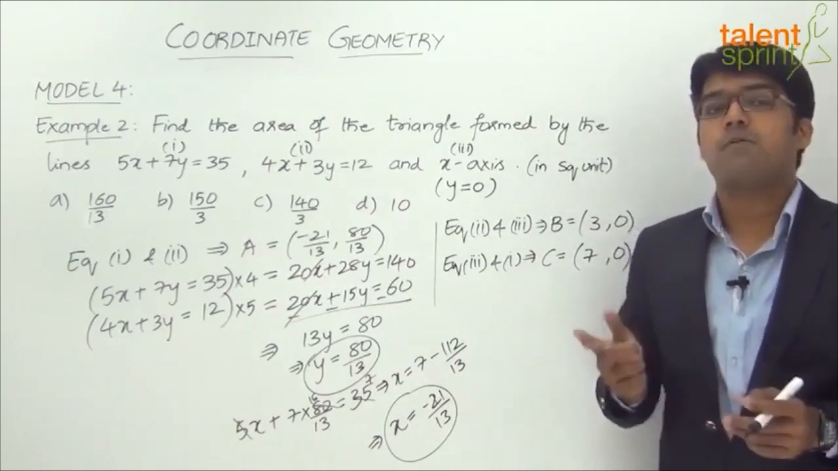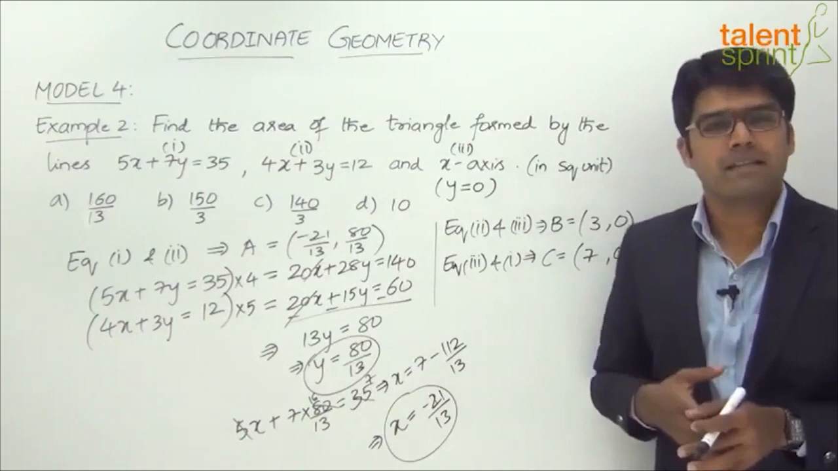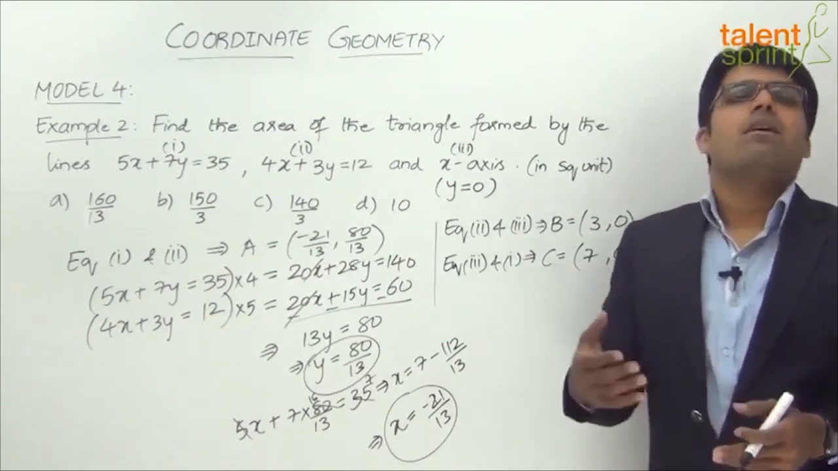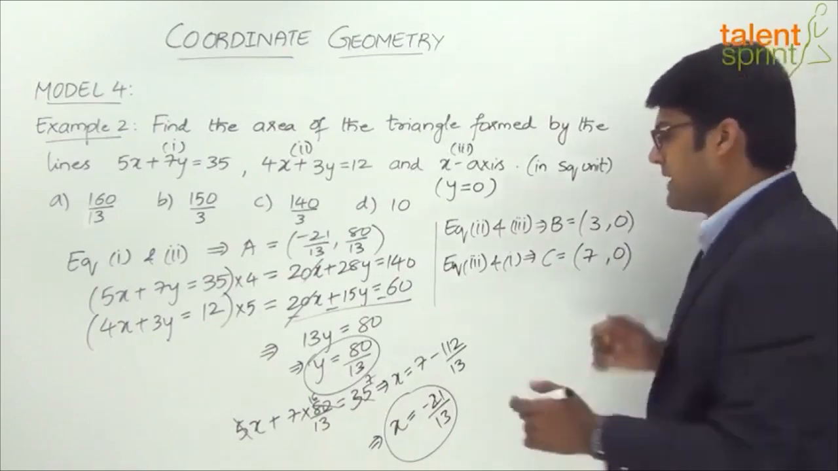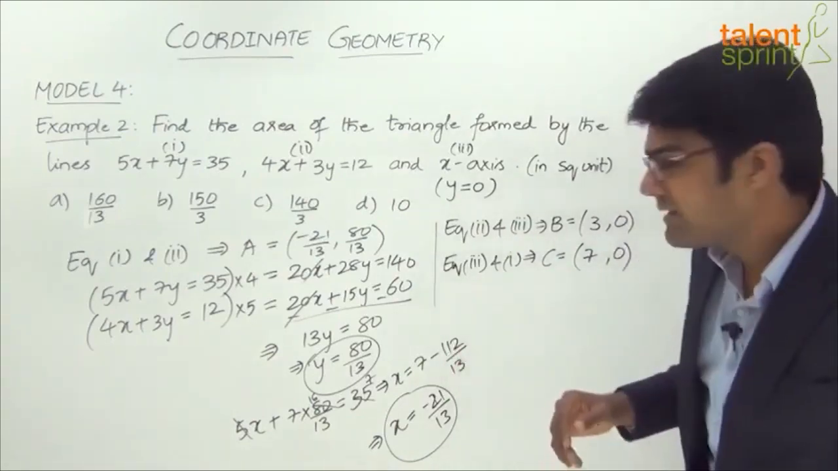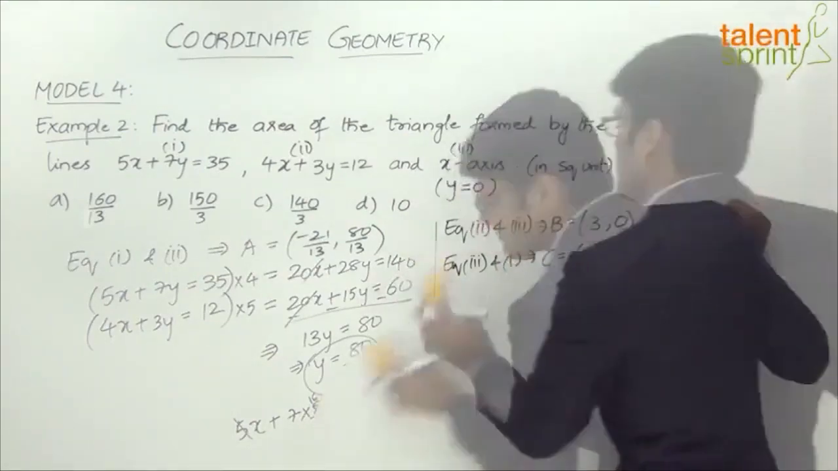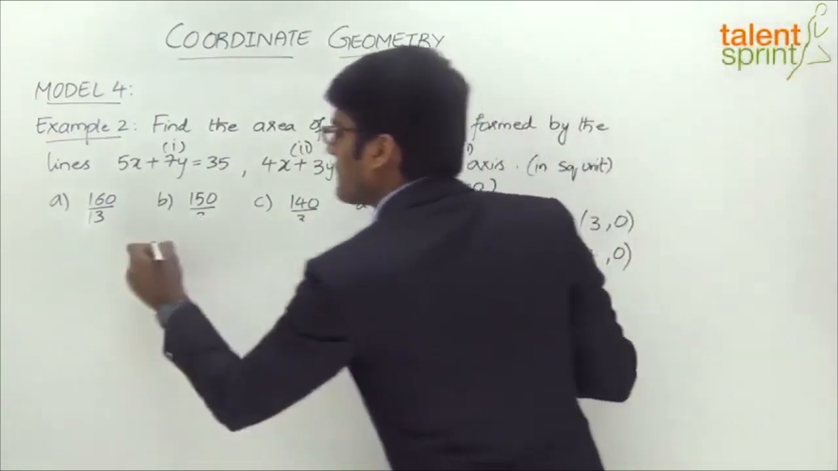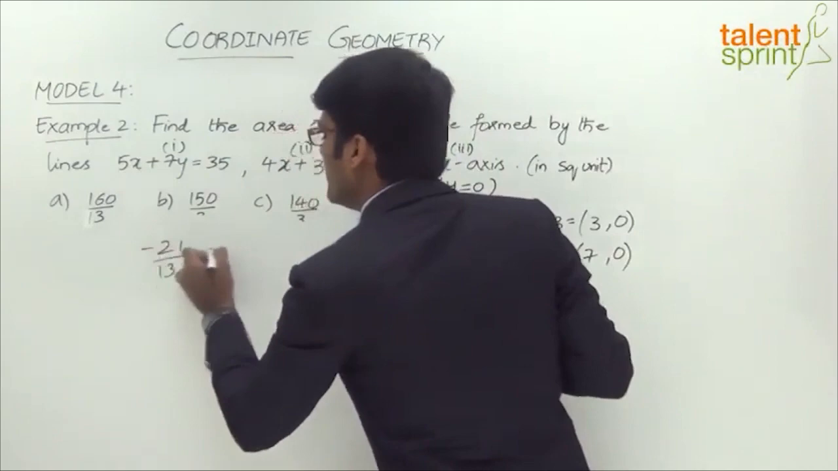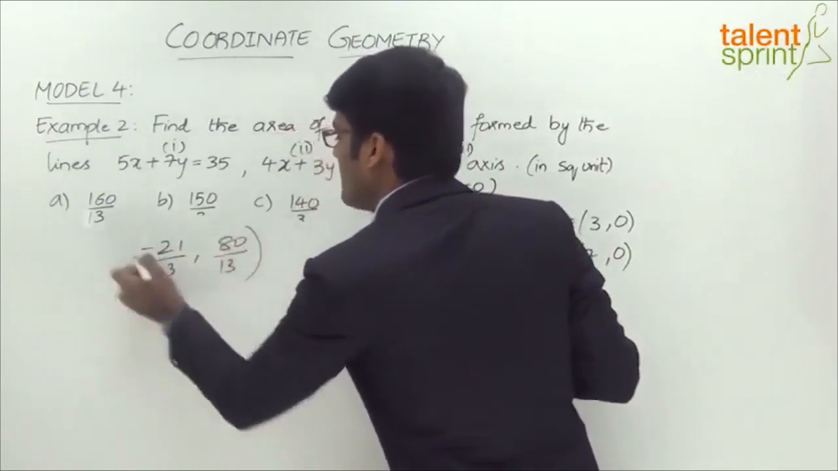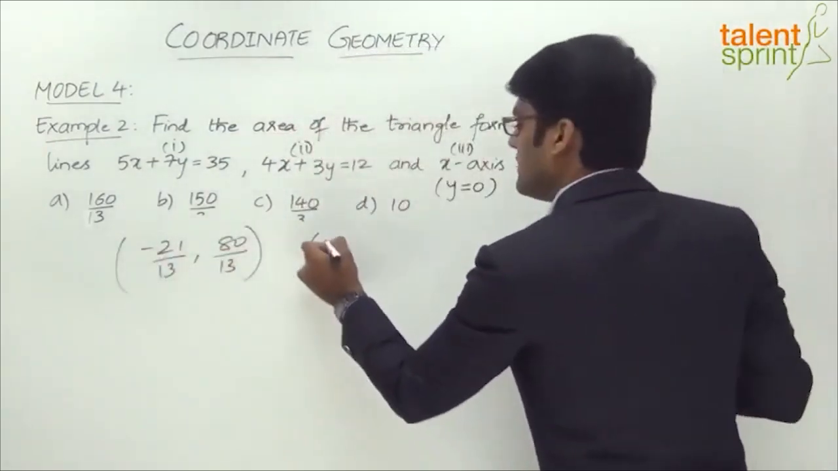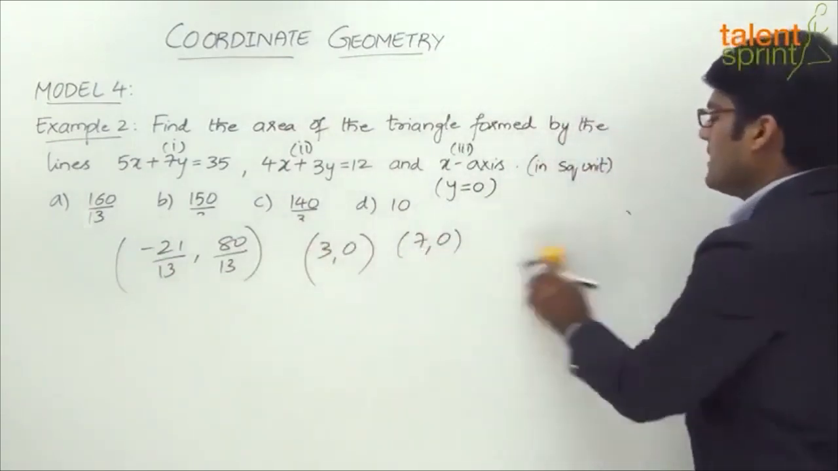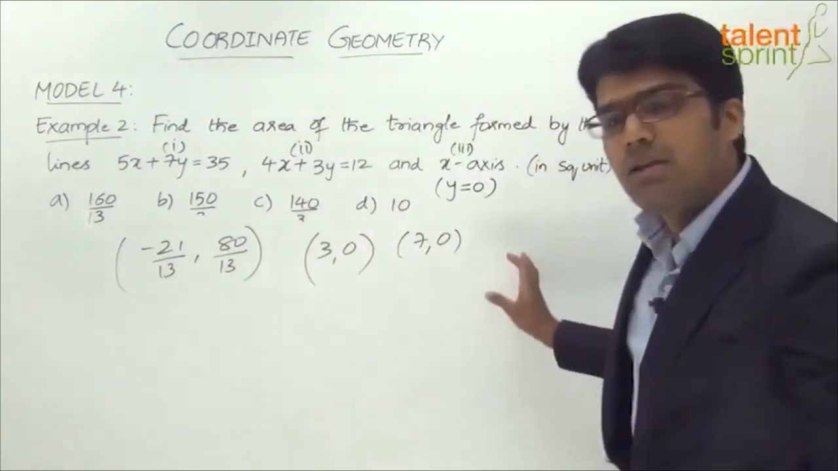What is the formula? Half of x1 into (y2 minus y3) plus x2 into (y3 minus y1) plus x3 into (y1 minus y2), right? So, let me just clear the other part here. The three vertices are (-21/13, 80/13) as one of them, and the others are (3, 0) and (7, 0). Now let's substitute the values in the area of the triangle formula.